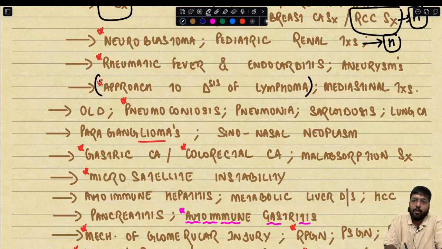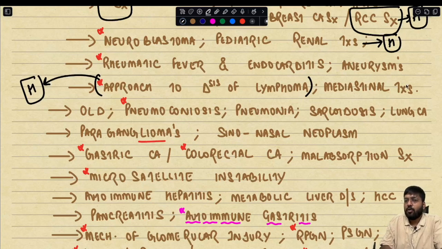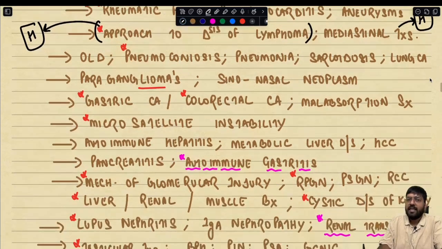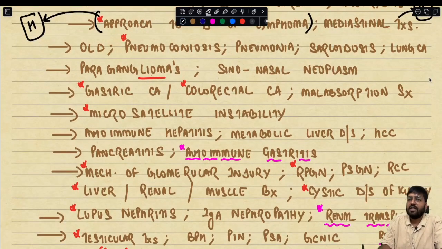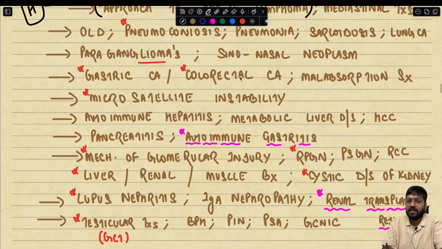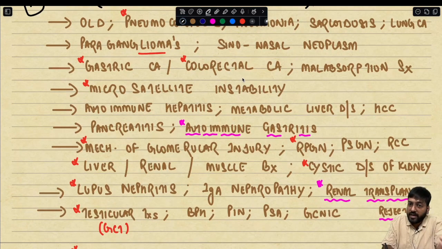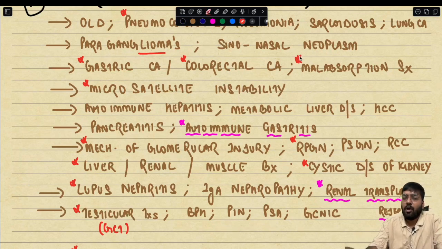Again, this approach to the diagnosis of lymphoma is present under the section of handwritten notes. Approach to the mediastinal tumors, again, is present under the section of handwritten notes. Then obstructive lung disease, pneumoconiosis, pneumonia, sarcoidosis, lung carcinoma, paraganglioma, sinonasal neoplasm, gastric carcinoma, colorectal carcinoma, malabsorption syndrome, again it is very important. All these questions were asked last year also.